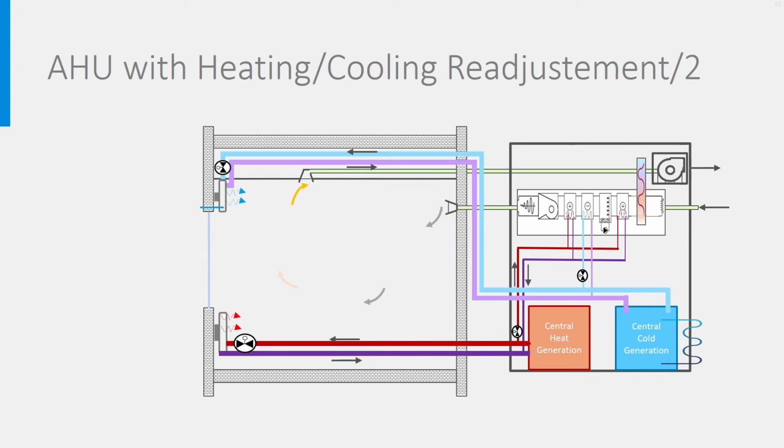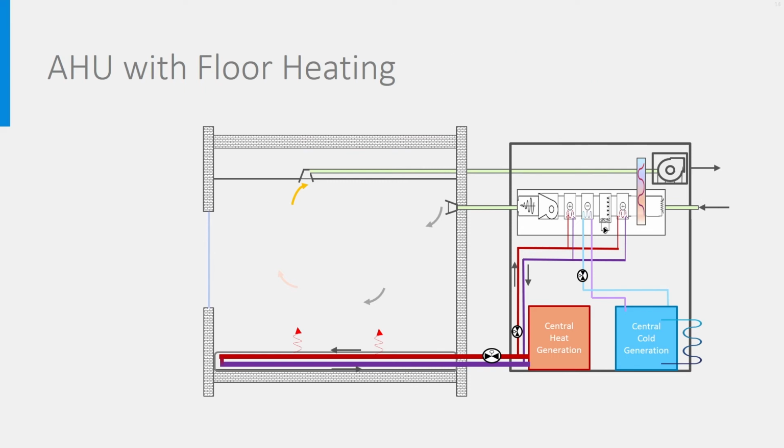And as an alternative, you may also prefer this configuration with a radiator below on the left and a cooler above. In case of floor heating, the configuration would look like this one. Heating is done by the hydronic system and by the AHU, while cooling takes place only through the air handling unit. In dry climates, it may also be possible to use floor cooling, which is not shown in this figure.